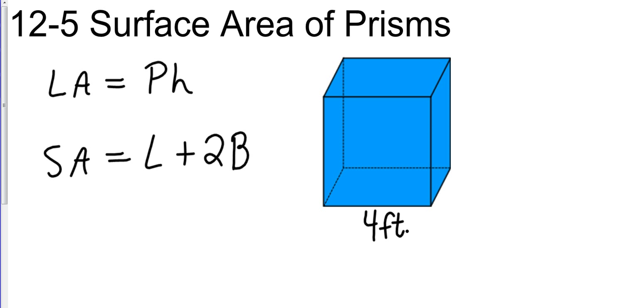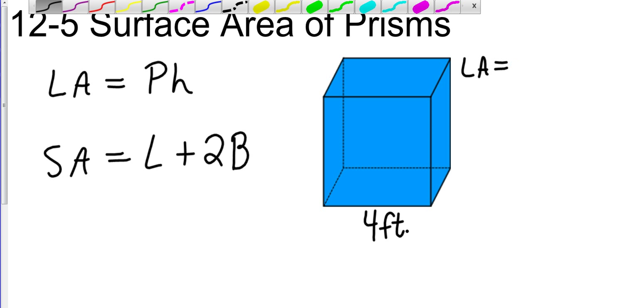Okay, so let's take a look at this cube. We know that a cube is going to have all the same sides, so I don't need to label anything else. I know everything is going to be 4. So let's take a look at the lateral area. The lateral area of this thing is going to be the perimeter of the base. So let me go ahead and color in a base here, like the book will do.